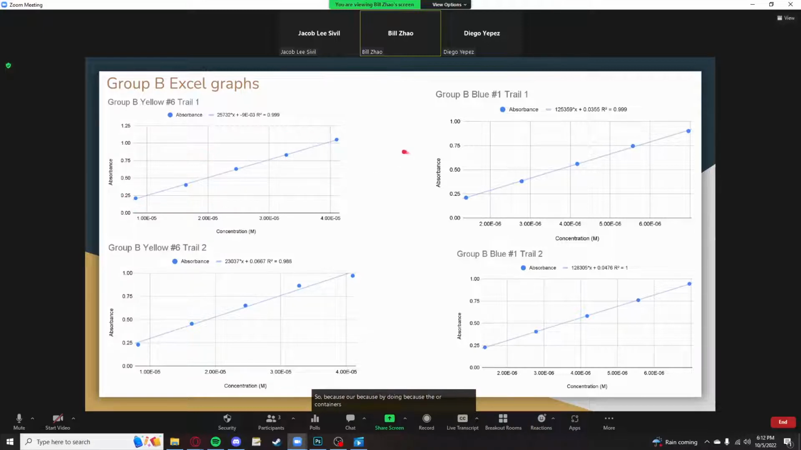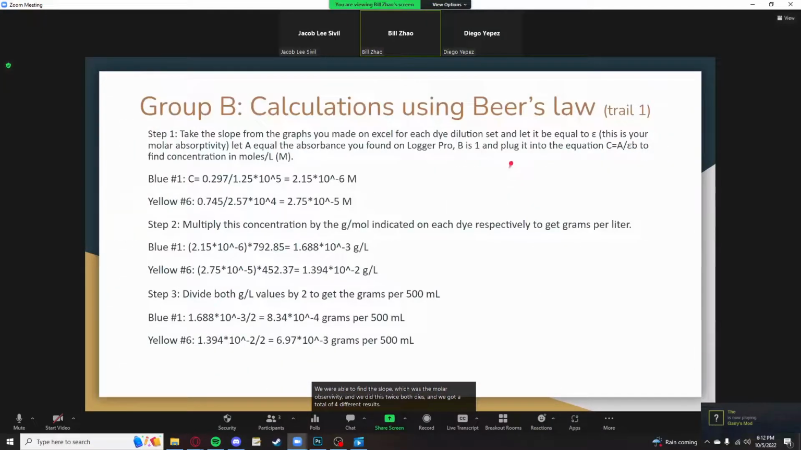Because our containers, the cuvettes, were all about 1 centimeter in size, the path length was held constant. By changing the concentration, we were able to find the slope, which was the molar absorptivity. We did this twice for both dyes, and we got a total of 4 different results. Once we found the molar absorptivity, we could use it to determine the concentration of each dye in the mystery liquid.